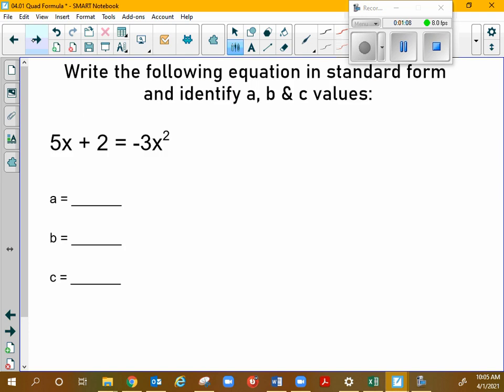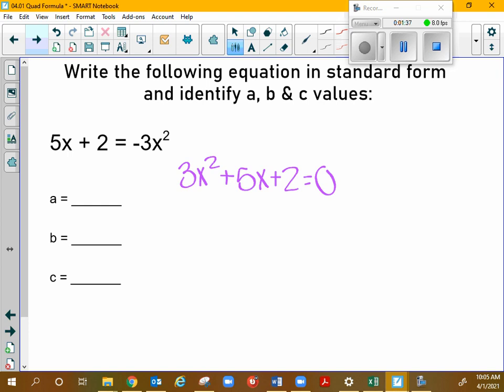You don't need to write this down, we're going to work through it together. I have 5x plus 2 equals negative 3x squared. I need to get my a, b, and c values, but I can't do that until it's in standard form. So to get it to standard form, what needs to happen? Move the 3x squared to the other side. So add 3x squared. So we get 3x squared plus 5x plus 2 equals 0.